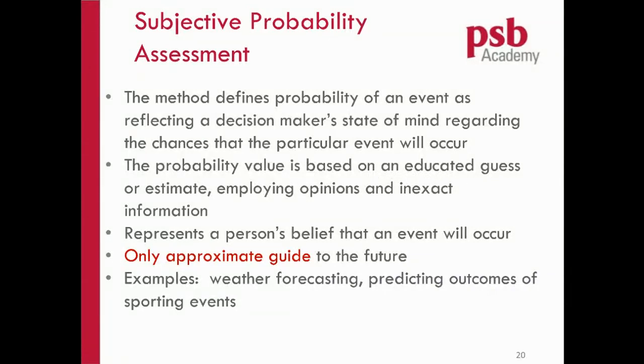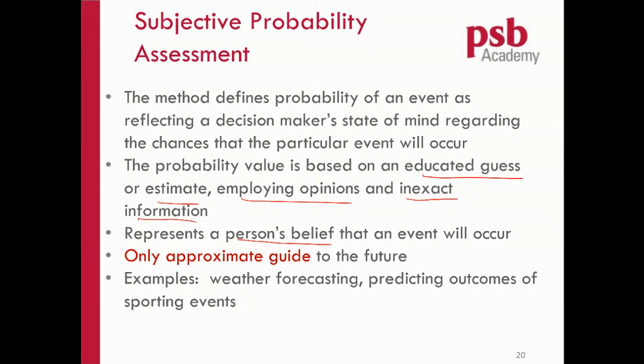You guess it. You estimate it. You use your opinion. You use not exactly correct information to try to figure out a probability figure. It represents a person's belief. I think my friend will win the match 70% of the time. So this is what you believe. But another friend will say, I don't think so. I think your friend only has a 50% chance of winning.